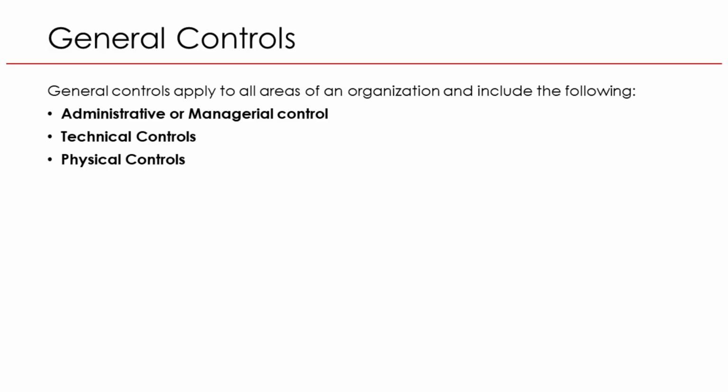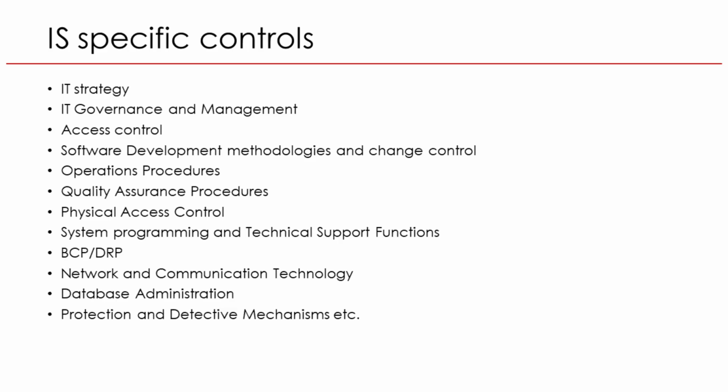Example: locked server rooms, CCTV cameras, or security guards preventing unauthorized entry. Together, these three types of general controls form the foundation for keeping an organization's systems secure and reliable. IS-specific controls are measures that help organizations protect their IT systems, data, and operations while ensuring technology supports business goals.